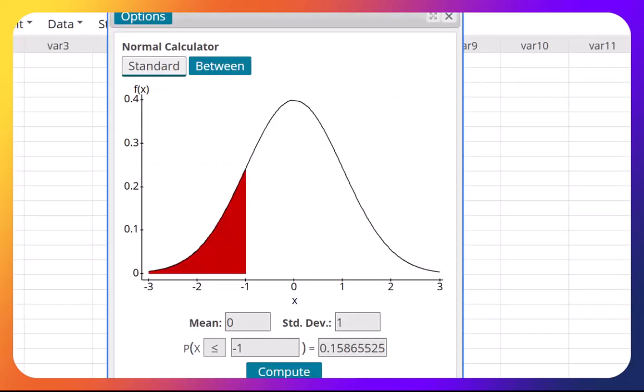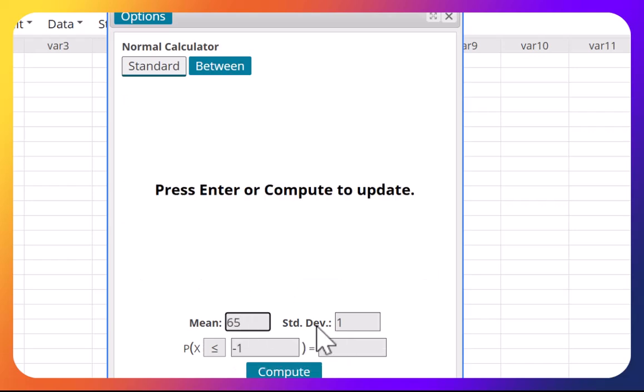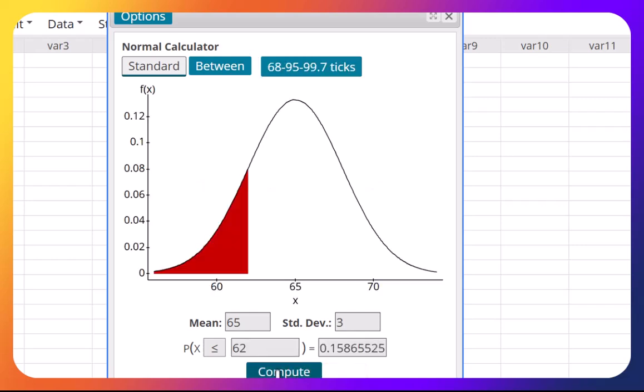Watch. The mean is 65, change it. Standard deviation is 3. And we need a probability of x less than 62. There you go. Hit compute, you get the same answer, 0.1587. We didn't need to change to a z-score or anything, just using the calculator.